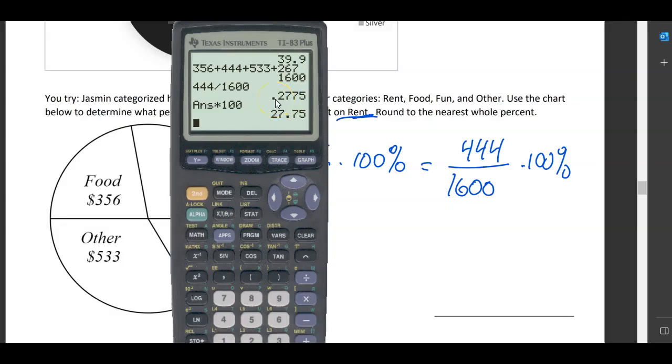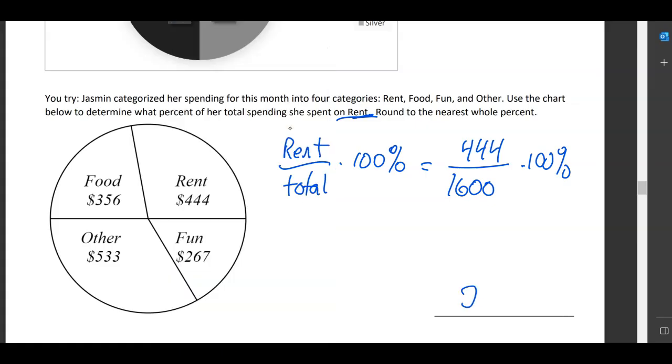round to the nearest whole number, that's 0. And then you might say 0%. So you've got to go to percent first and then round. 28% would be the approximate whole percent. Yeah, $444. She's still living with her parents.